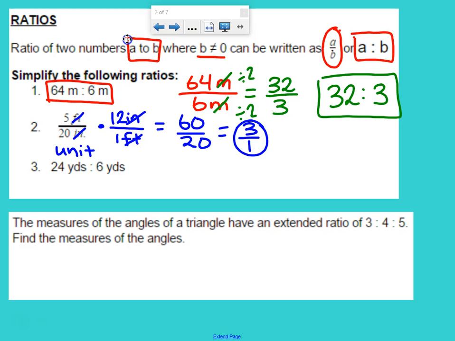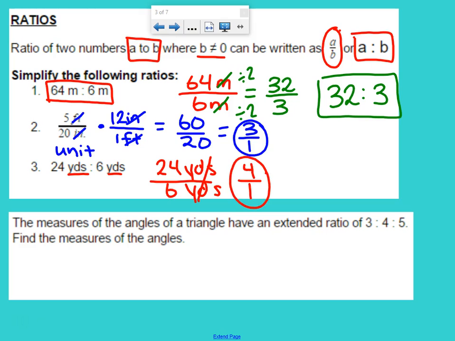Last ratio, 24 yards to 6 yards. Same unit, so we are good. Write that as a fraction, 24 yards to 6 yards. Yards are going to cancel. 24 over 6 can reduce to 4 over 1. We cannot leave it as a fraction. It was given to us in our ratio form, so we write our answer as 4 colon 1.